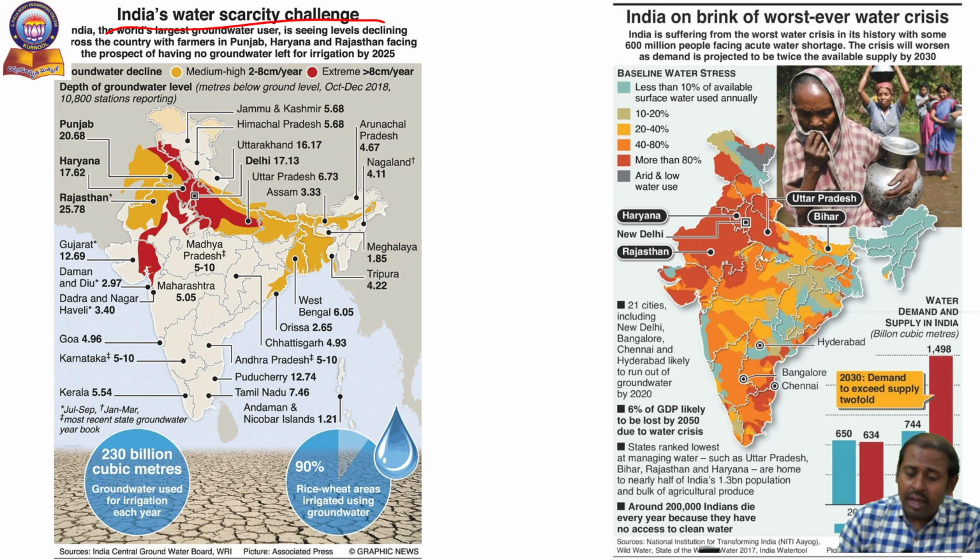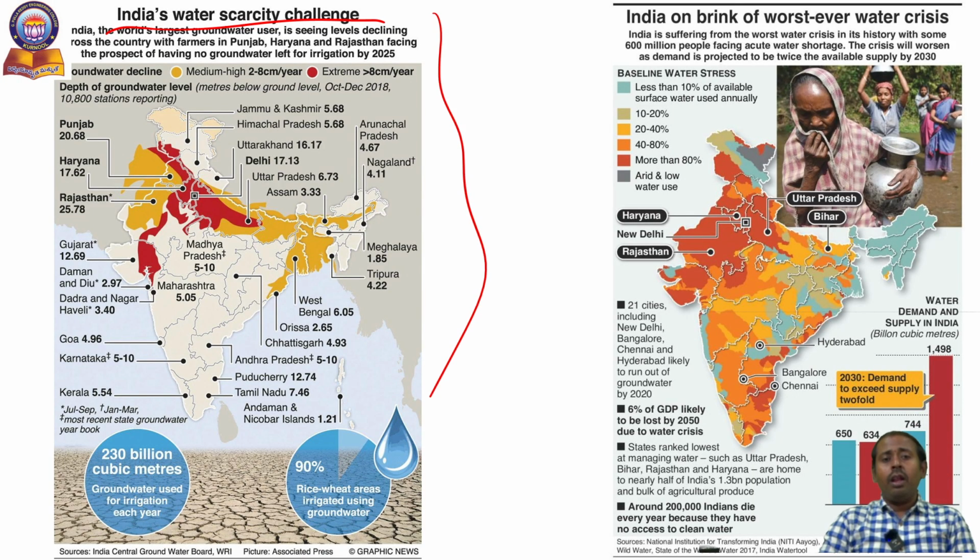The level is declining across the country, with farmers in Punjab, Haryana and Rajasthan facing the prospect of having no groundwater left in India for irrigation by 2025. Last year, 2025, Rajasthan, Punjab and Haryana faced so much problem with groundwater. They do not even have groundwater facility. Surface water is almost nullified and groundwater is also totally zero. These are the very critical challenges faced by India.